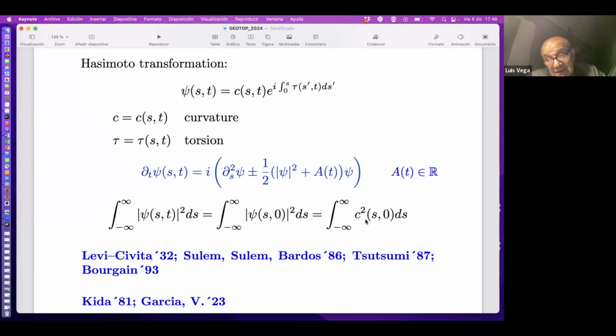And in the periodic case, it was due to Bourgain in '93, and for the Schrödinger map for general, for smooth solutions, it is an old result by Sulem and Bardos. But really, Levi-Civita, what he did in '32 was to obtain solutions of this equation, written precisely in this way. So he wrote it as a system in curvature and torsion, and then found some particular solutions.